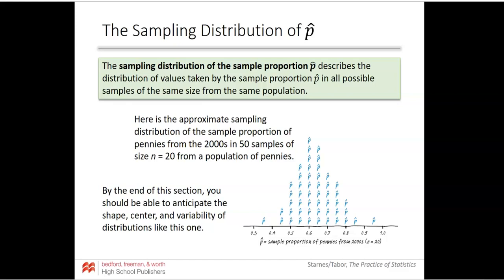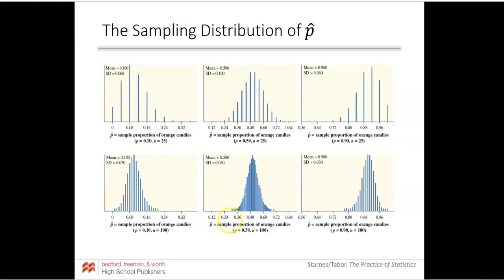One thing we can do is anticipate the shape of what things are going to look like, just knowing some of the characteristics. Look at the top middle here. The mean is 0.5, meaning the sample proportion is 0.5. Whenever the sample proportion is close to 0.5, you're going to find that it typically looks approximately normal. Same thing in the bottom middle: the sample proportion there is 0.5 and it looks approximately normal.